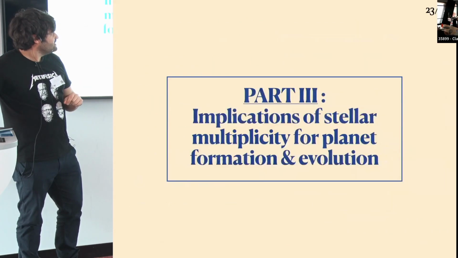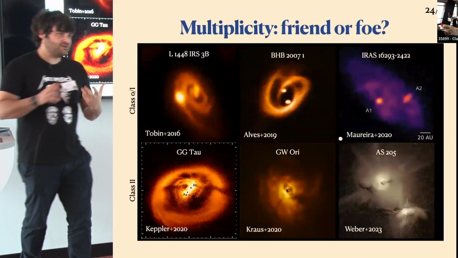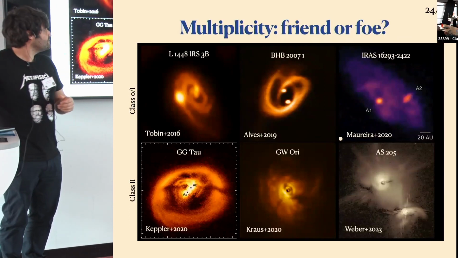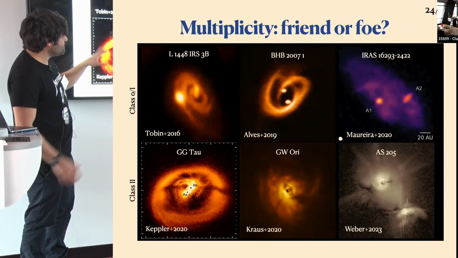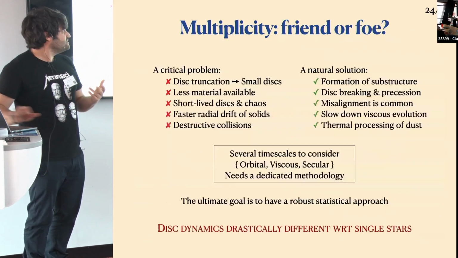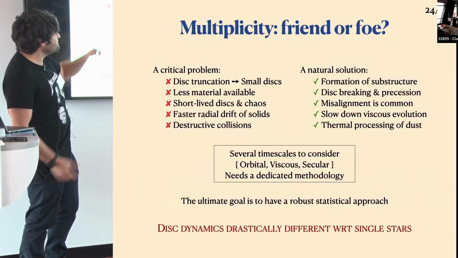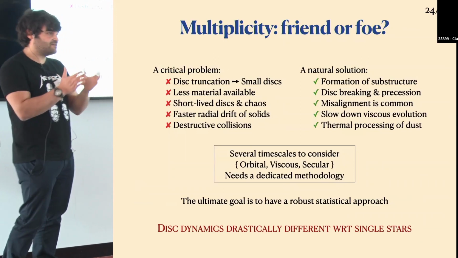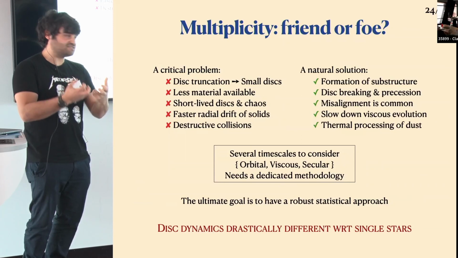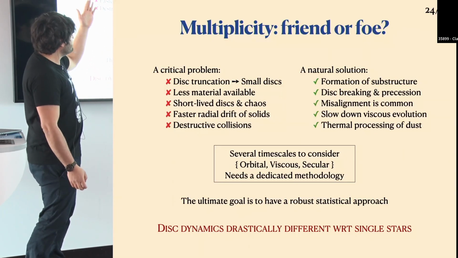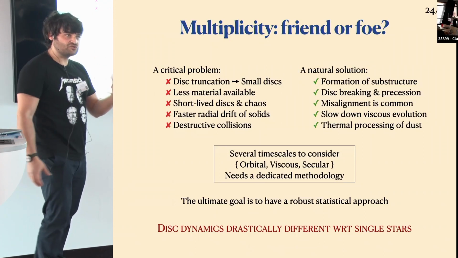We also have kinematics, but now, going towards the last part of the talk, let's see what the implications are for planet formation, trying to draw some conclusions. So this is what we can see, class 0 or 1 and class 2. You see that there are very fascinating structures, but is this a problem or a solution for planet formation? On the problem side, we see that disks are truncated, so we have smaller disks. We also have less material available to form planets, so we should expect to form less massive planets. Some people think that there are also very short-lived disks because you can perturb them and then you have some chaotic motion of these disks.